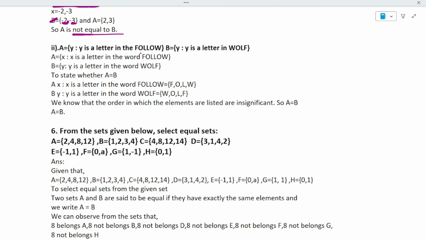It is a letter in the word follow. They have given the word as follow. As we know, we have to remove the repeated elements. We shall remove what means double L is repeated and double O is repeated. We can remove both. We will get the word as F, O, L and W, and the word given in the B set is W, O, L, F. So it is already matching. So we say that it is equal to B. W, O, L, F is present in both A set and B set. So we say that it is equal.